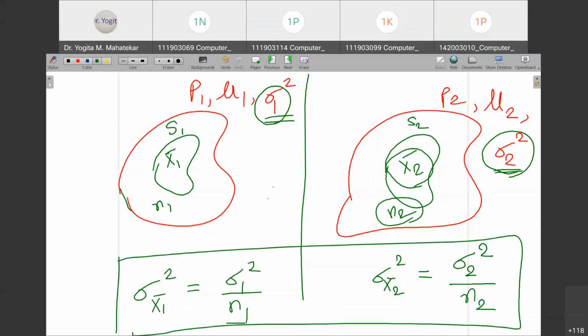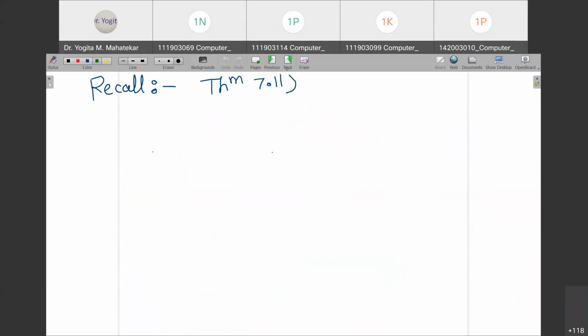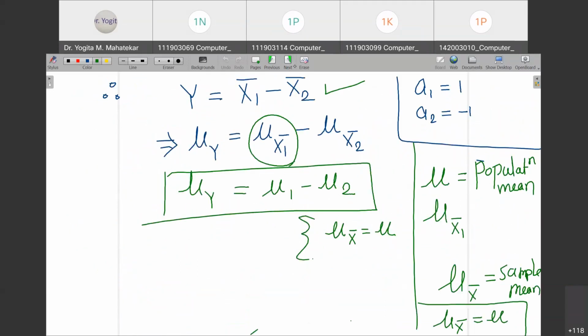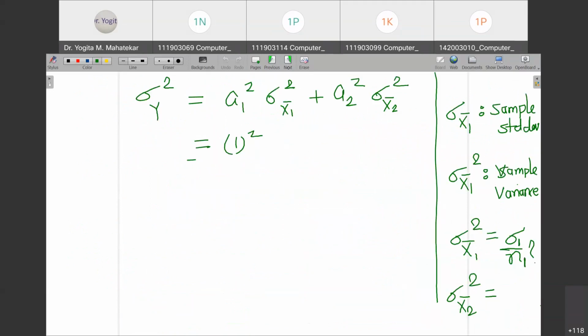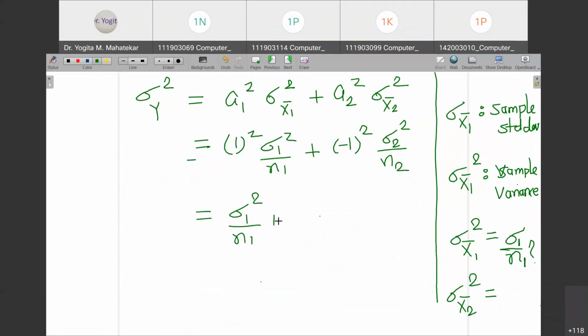Yes, ma'am. And then you substitute just here. Here you substitute because I am trying to find out this, no? So sigma x1 bar is sigma 1 square by n1. A2 is minus 1, which we already noted. And sigma 2 square by n2 is the sample variance of second population. So this is in totality sigma 1 square by n1 plus sigma 2 square by n2, which is sigma suffix y whole square. So which is basically I am finding variance of difference of means, because y is x1 bar minus x2 bar.